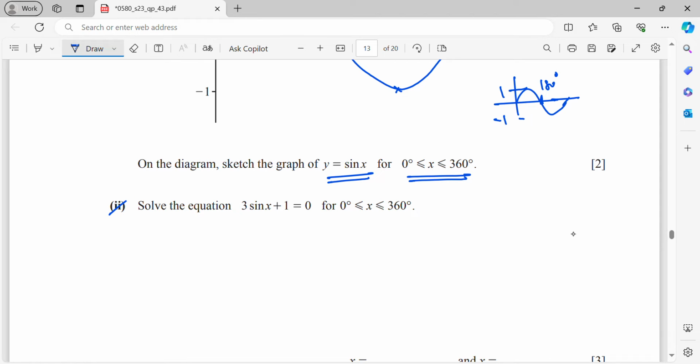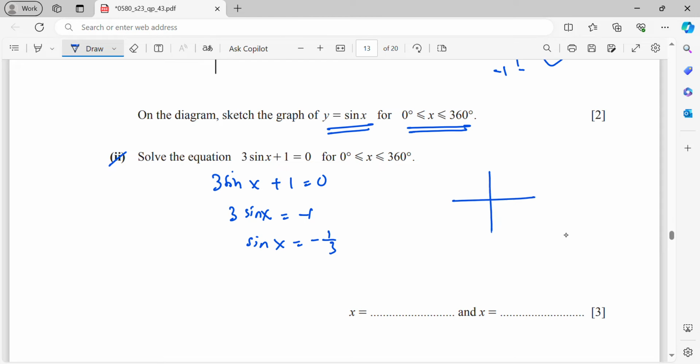Okay, now part 2, solve the equation 3 sine x plus 1 equals 0 for x between 0 and 360 degrees. Now, 3 sine x plus 1 equals 0. So, 3 sine x equals minus 1. Okay, then now, your sine x will be negative 1 over 3. Now, when sine x equals negative 1 over 3, when you refer to the quadrant, it will be in the third and fourth quadrant. So now the basic angle equals inverse sine of 1 over 3. And this is going to be 19.5 degrees.